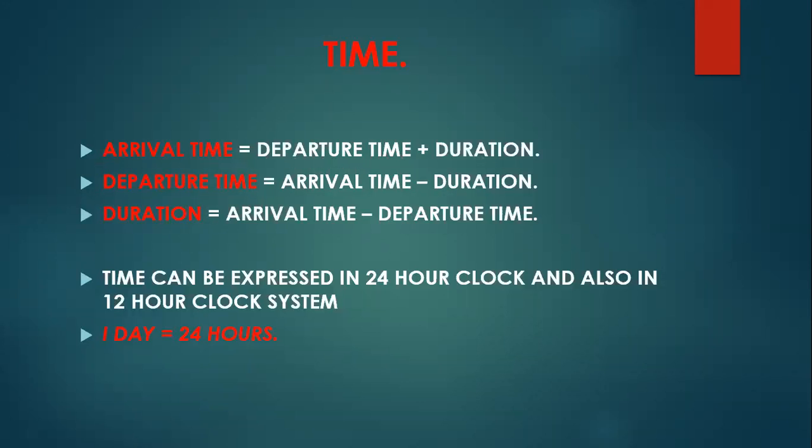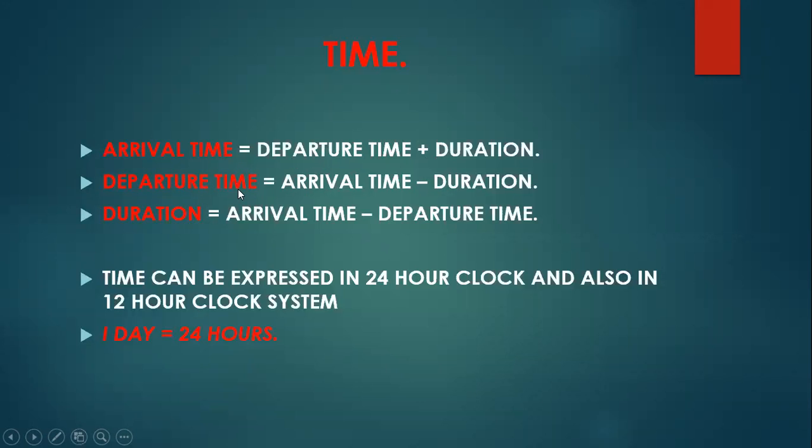You can start your journey at 9, and then your journey is supposed to take 3 hours. So 3 hours is your duration, and 9 a.m. is the departure time, or the time that you are starting. So when will you arrive where you are going? You are going to add, that is your departure time plus duration.